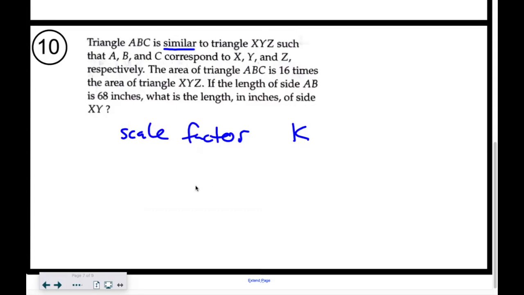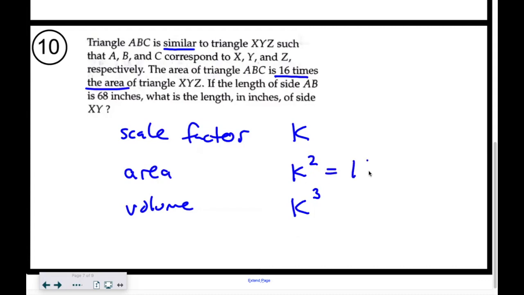And then anytime we want to find out something about, let's say, the area, you would always multiply by the scale factor squared. And if you wanted to do volume, which doesn't apply to this problem, you would do scale factor cubed. So when they say the area is 16 times the area, that means our scale factor squared is 16, which means our scale factor is 4, because k would be 4 in order for k squared to be 16.